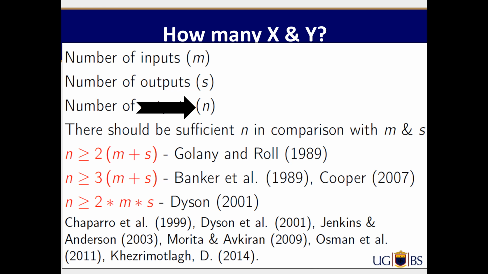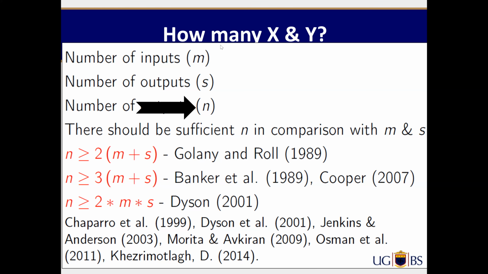But according to Dyson, 2001, the title is "Protocols in DEA." He says that the sample size using this example should be at least how many? According to Dyson, it should be at least 12.